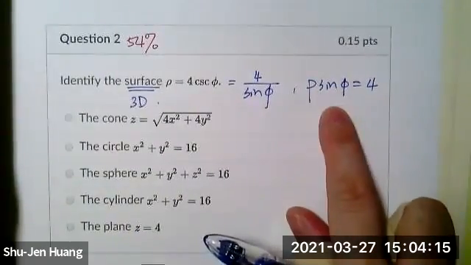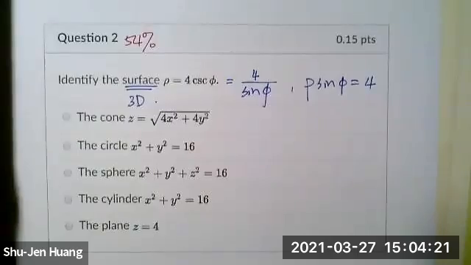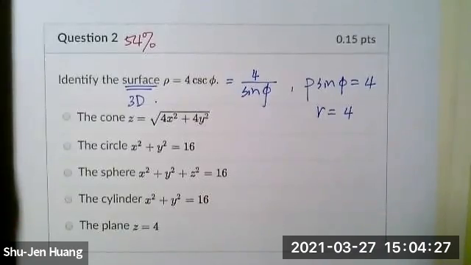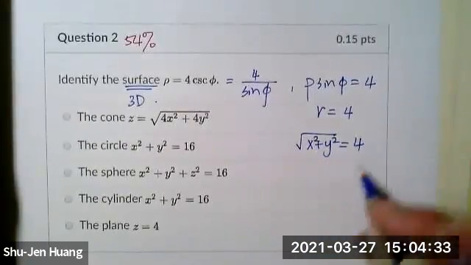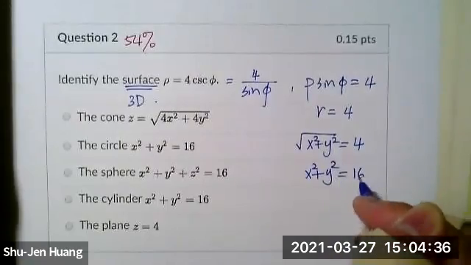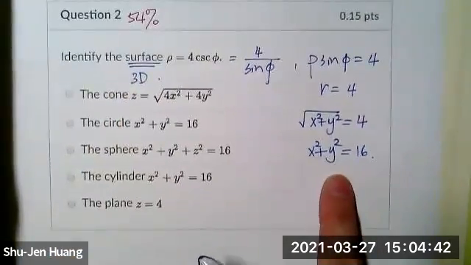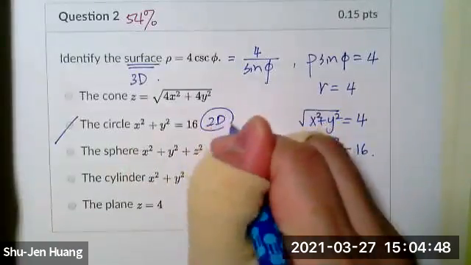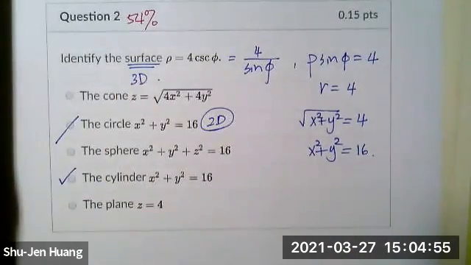So now let's look at the left hand side here. What's rho sine phi? Rho sine phi is r, right? Rho cosine phi is z. Rho sine phi is r. And r is the square root of x squared plus y squared. So we can write this as x squared plus y squared equal to 16. But remember, we said this is a surface, so x squared plus y squared equal to 16 is not a circle, okay? A circle is in 2D, all right? We consider it in 3D here, so we're going to get a cylinder. Okay, so this gives us a cylinder here. So this is the second question.